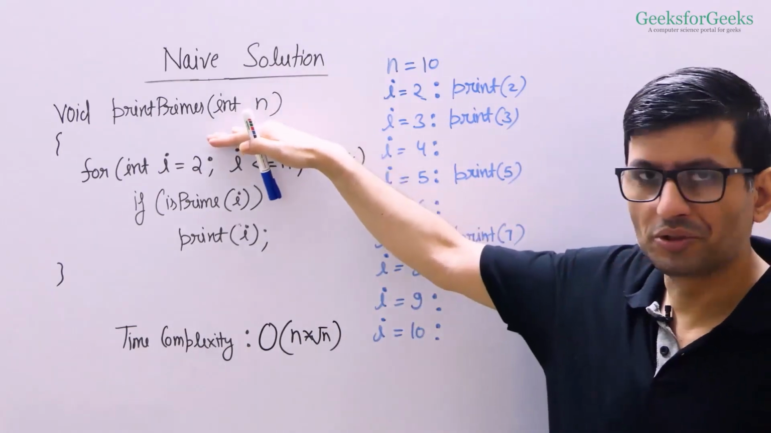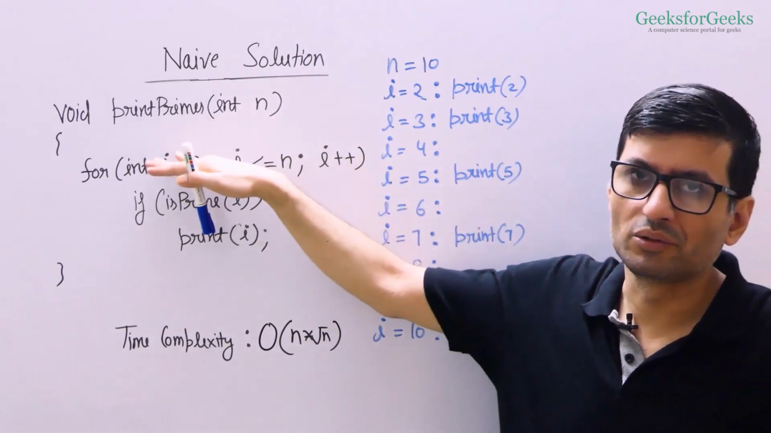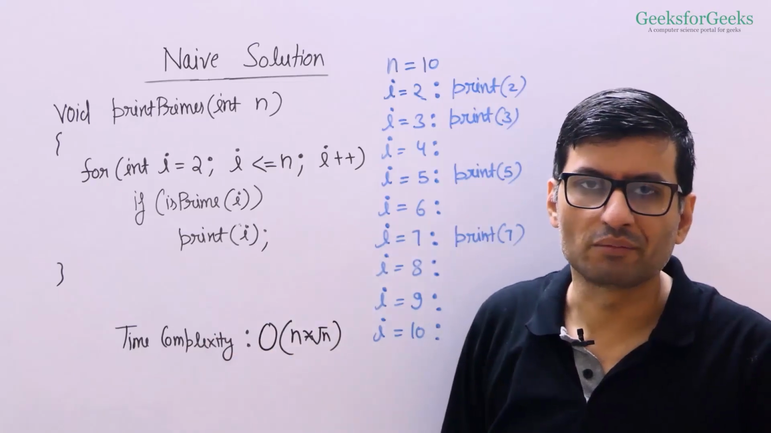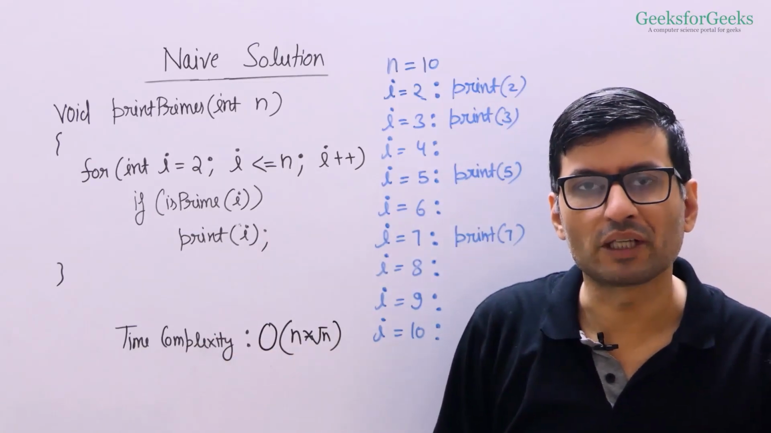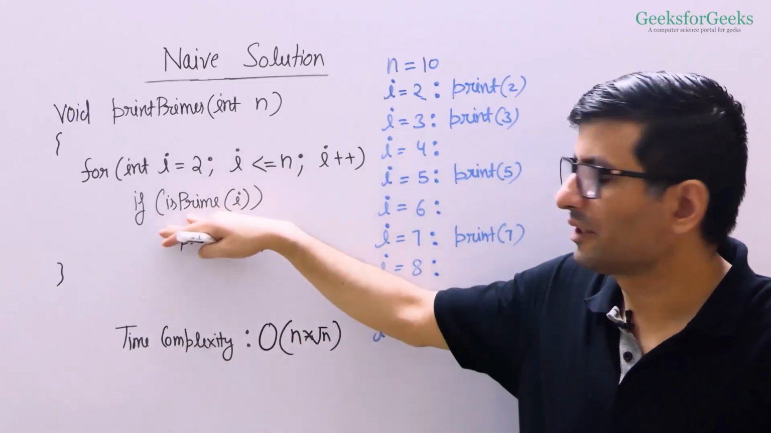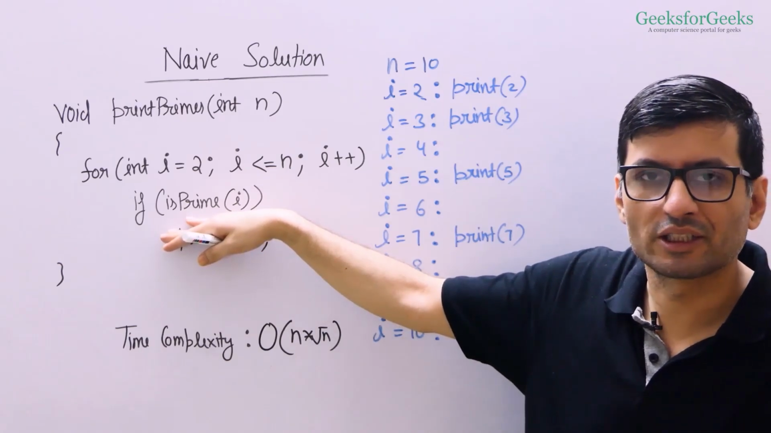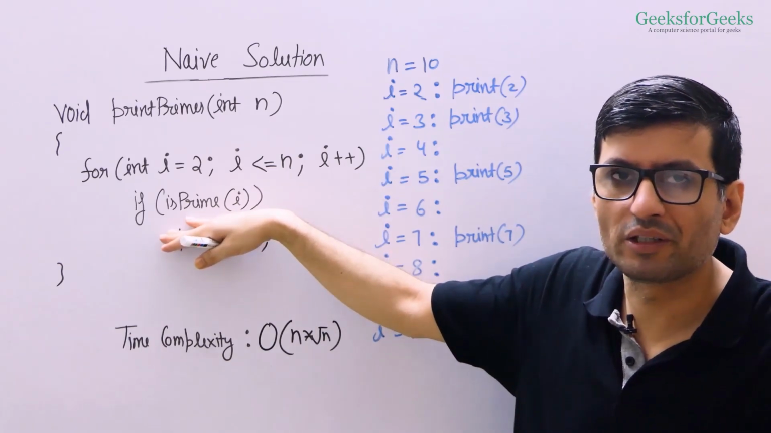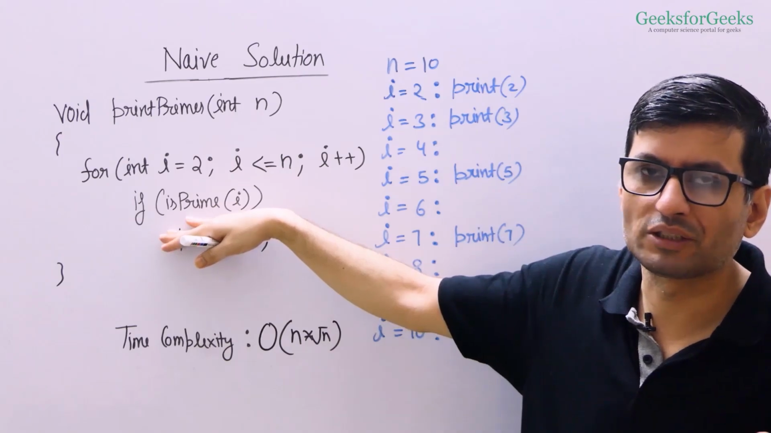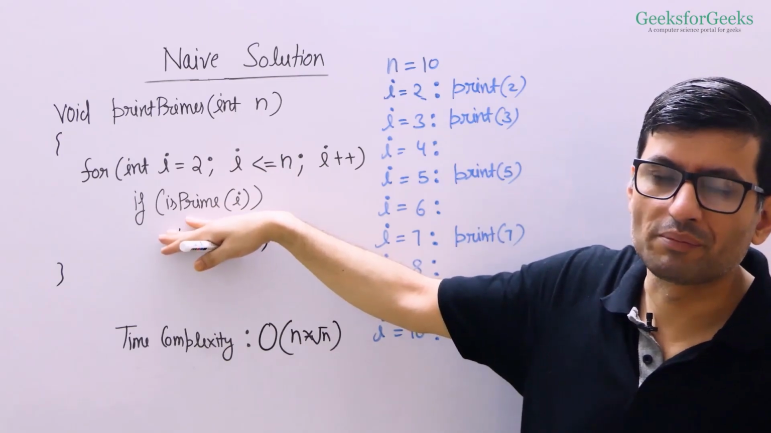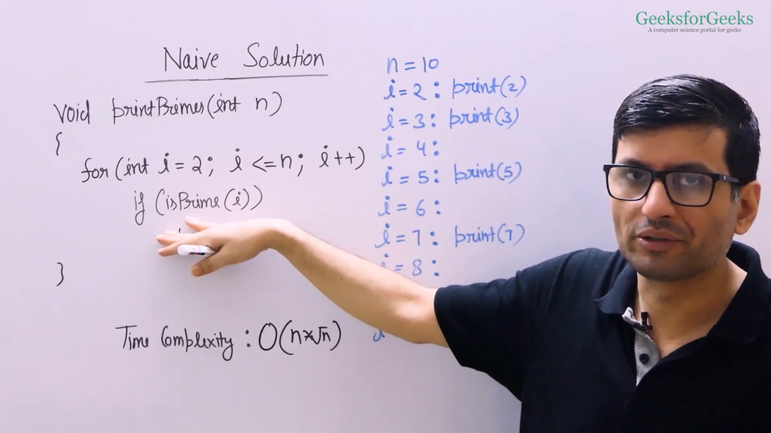So in the naive solution, we have a simple idea. We run a loop from 2 to n. For every number, we check if it is prime. If it is prime, then we print it. So I've written is prime here. I'm assuming that you have written the is prime function, which takes an integer and returns a boolean value. It returns true if i is prime, otherwise it returns false. We talked about the implementation of is prime in an earlier video.